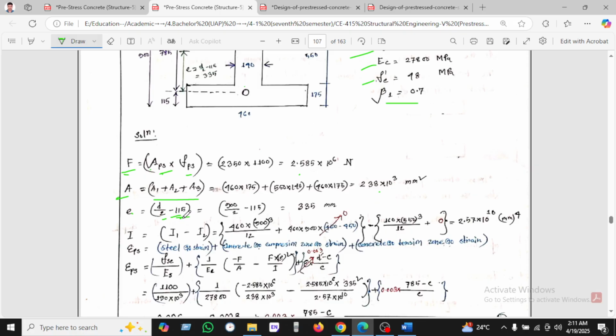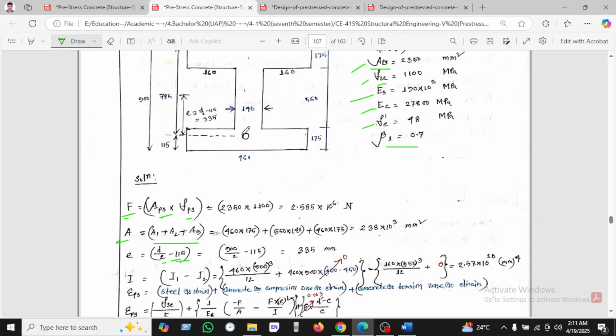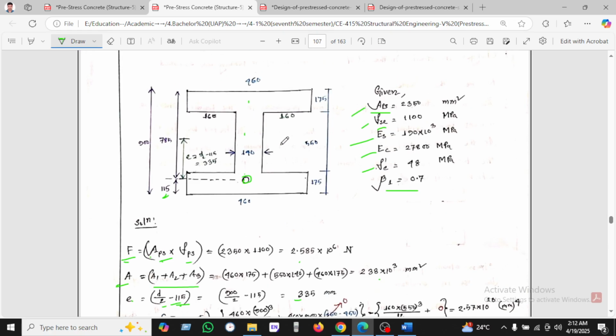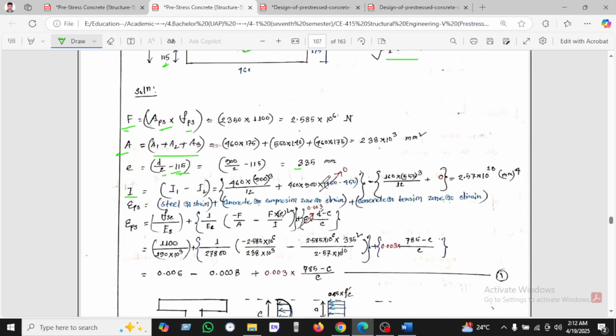How will we get 1 on 5? 1 on 5 is the tendon location. That's why we are putting the 1 on 5, for calculating the eccentricity. And what will be I? We take the total rectangle and deduct the two hollow sides and find I, and the strain in steel.